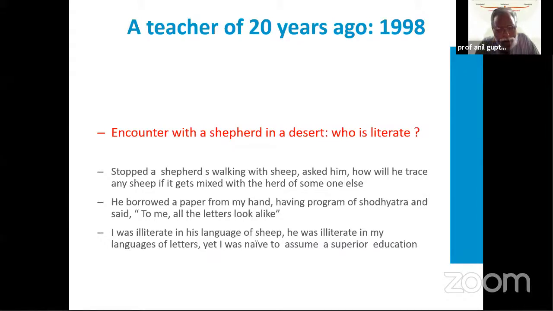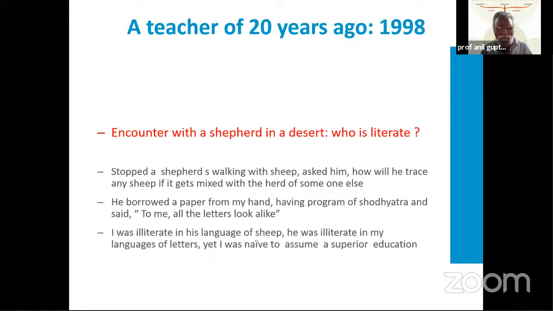So he stopped. Now I thought, here is a professor of IMA, a very bright, brilliant fellow, who has taught so many bright students. I'm going to ask an intelligent question. I thought so. So I said, if one of your sheep gets mixed with the herd of someone else, how will you find out?